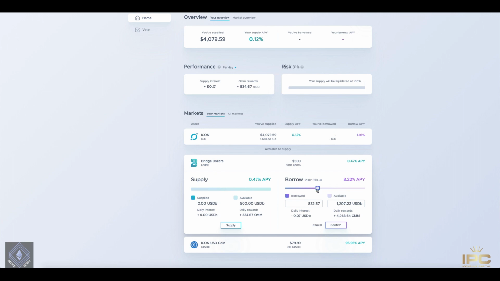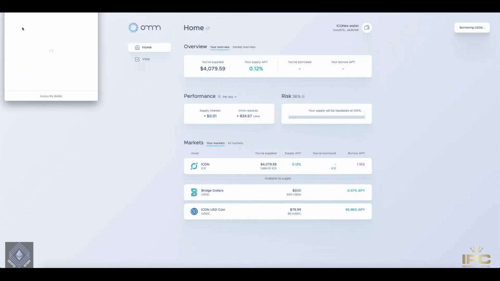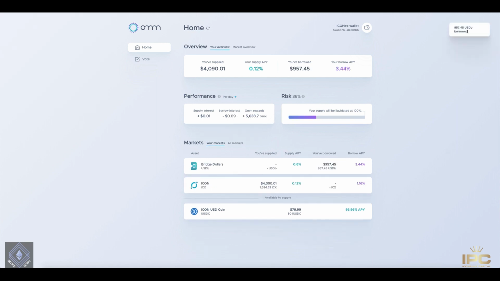Do not go crazy. Play it safe. Always play it safe. So in the interest of playing it safe, even though I'm on testnet, I'm going to confirm this, and I'm going to borrow some. Let's add this. Okay, as usual, it should be fairly quick. Great. Okay, so what have we got going on here?